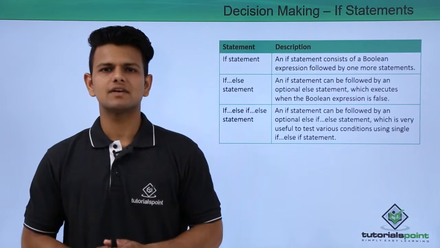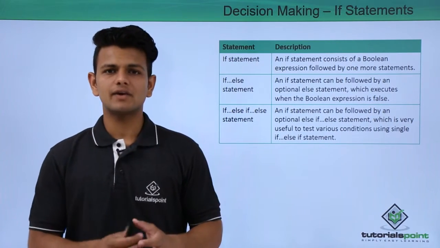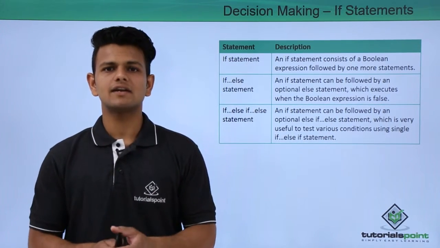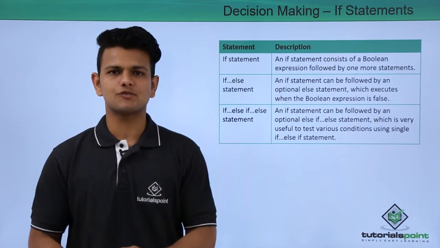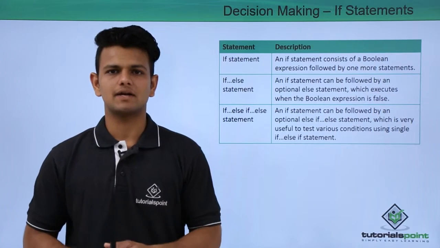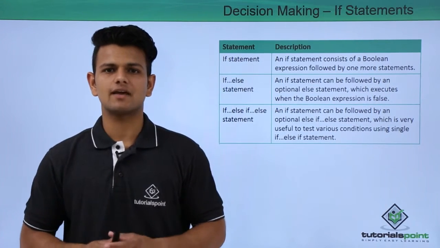The third type is if, else if and else. Inside this, when the code inside if is false, then it will go to the else if part, and if the code inside else if is also false, then it will go to the else part. Now let us see a practical implementation of if decision making.